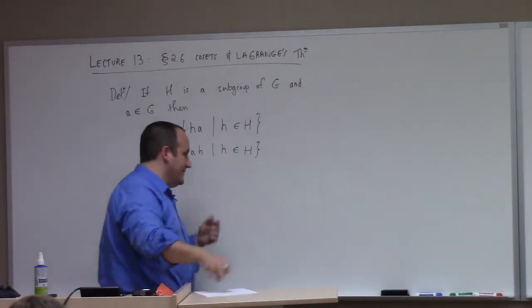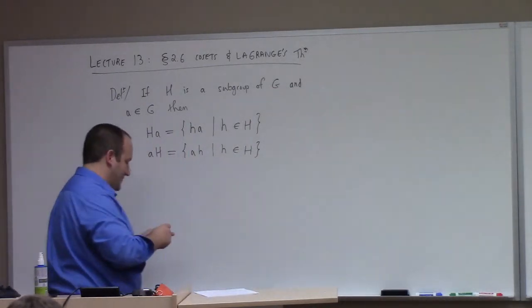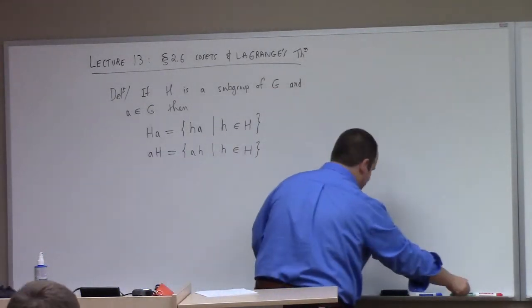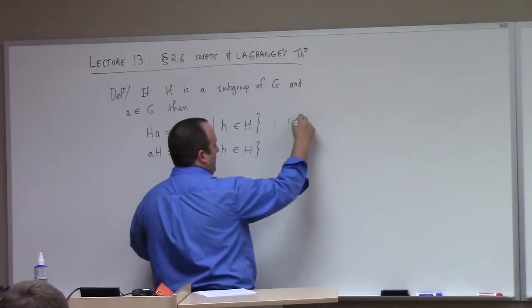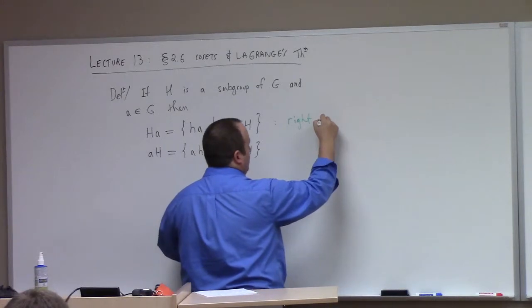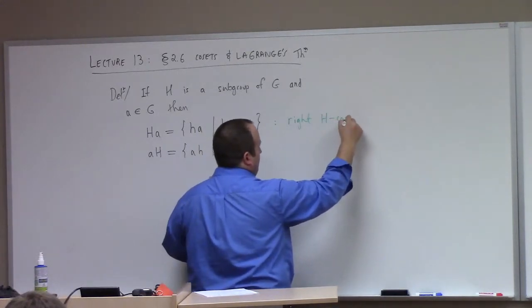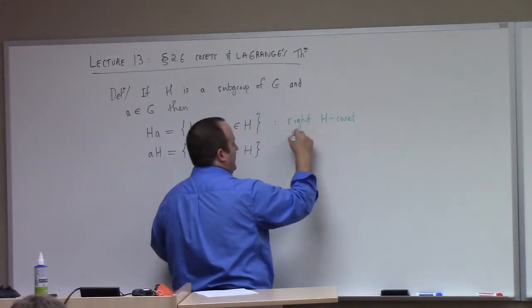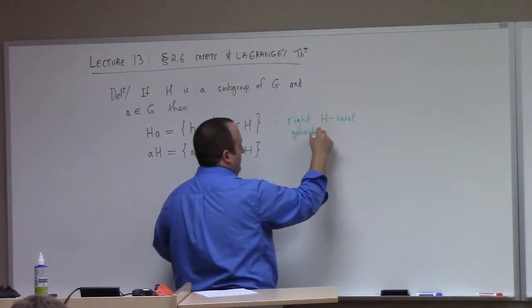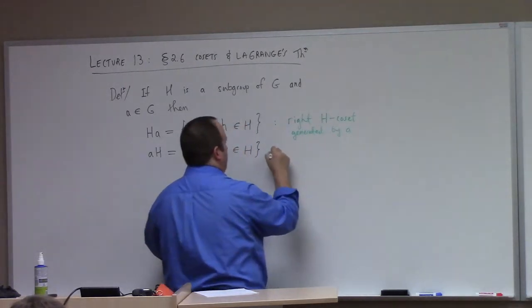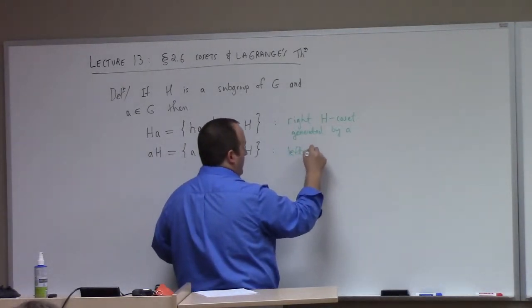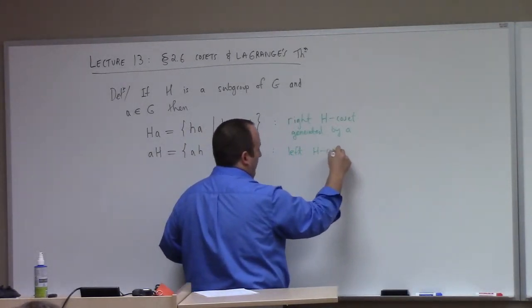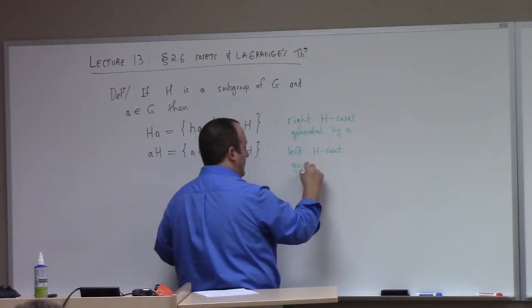Sorry, it's awful. I will cease and desist eventually. This is the right H coset generated by a. This one here is the left H coset generated by a.